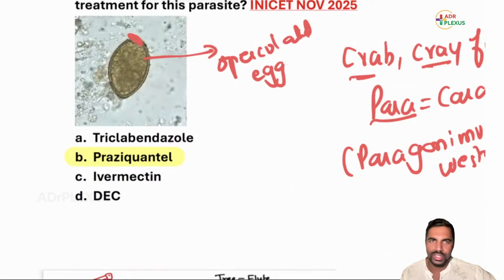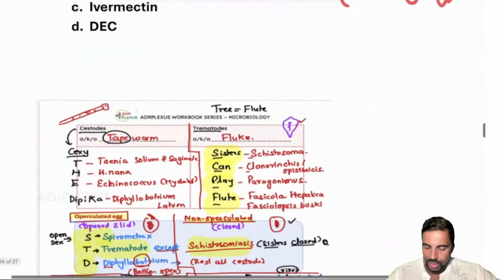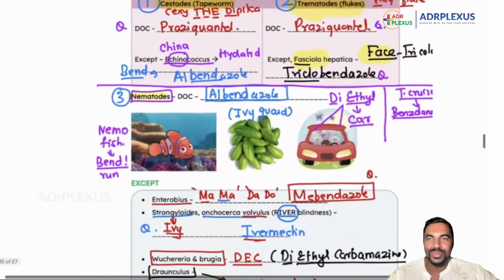Not ivermectin, not DEC. DEC is for elephantiasis. Ivermectin is for strongyloides, and one more is river blindness. Okay, so that is for other discussion. Fine, so we did with this. Everything was there. Every clue was there. Many clues, not one or two.